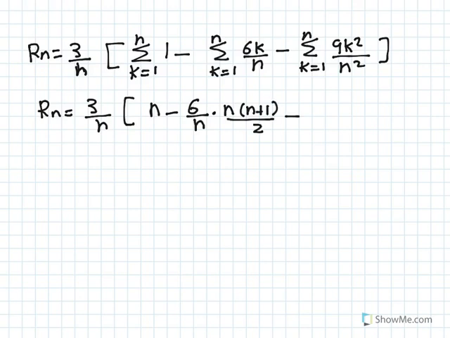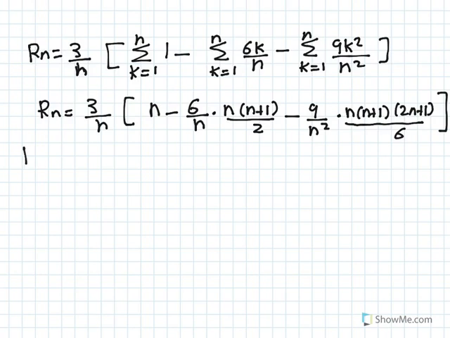And now we're going to pull out 9 over n squared. It's a constant, passes right through the summation, minus 9 over n squared. And we get summation k squared, which we know to be n times n plus 1 times 2n plus 1 divided by 6. So we need to do more simplification.